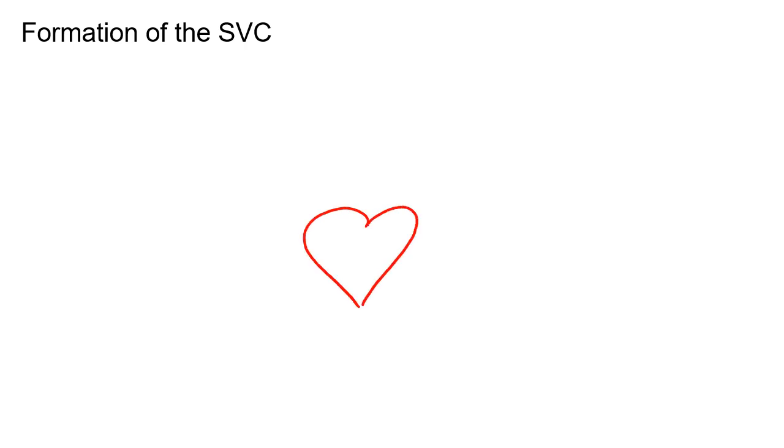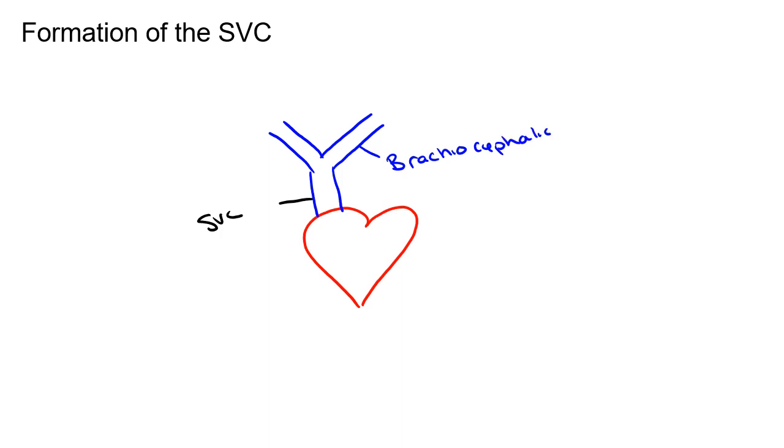So here is our heart, and the large vein that drains into the right atrium is our superior vena cava, which I abbreviate as SVC. The vessels that unite to form the superior vena cava are a right and left brachiocephalic vein, so there's only one brachiocephalic artery, but there are two brachiocephalic veins. The veins that unite to form that are our subclavian and our internal jugular.